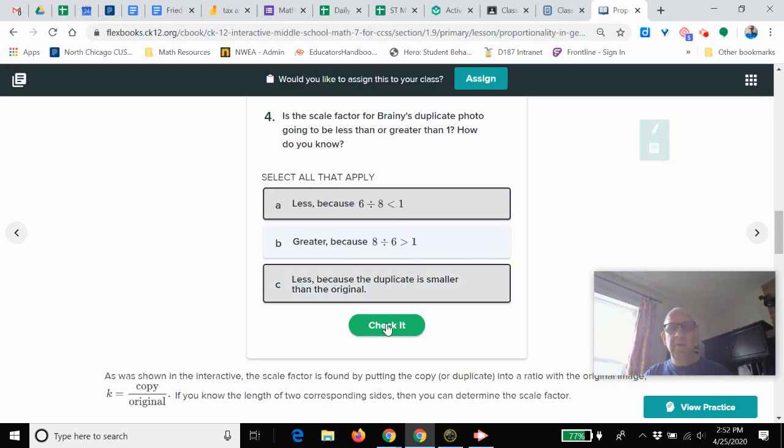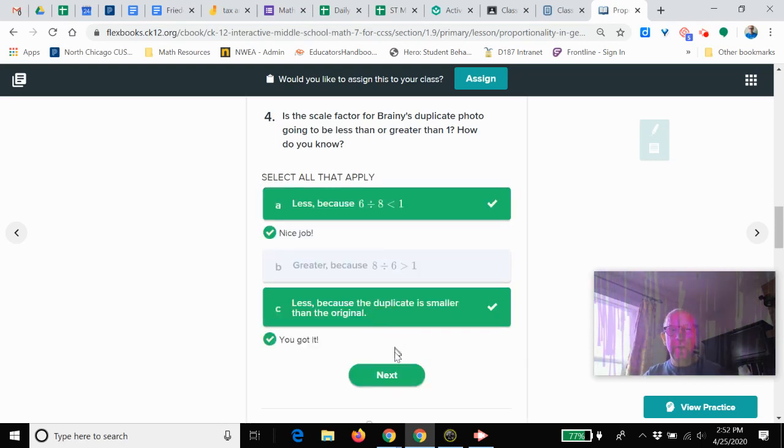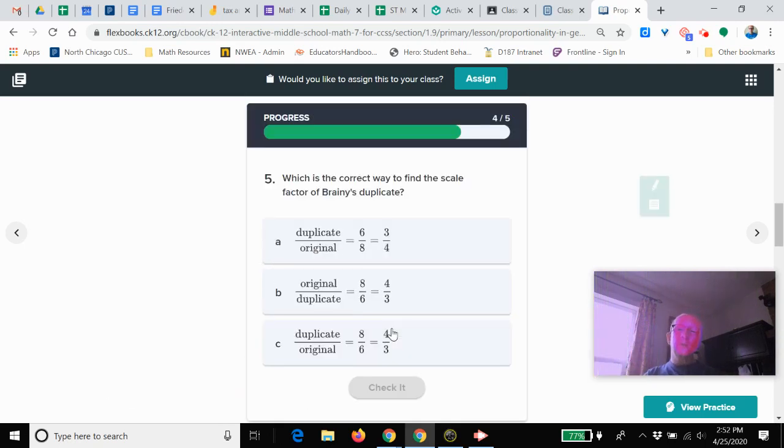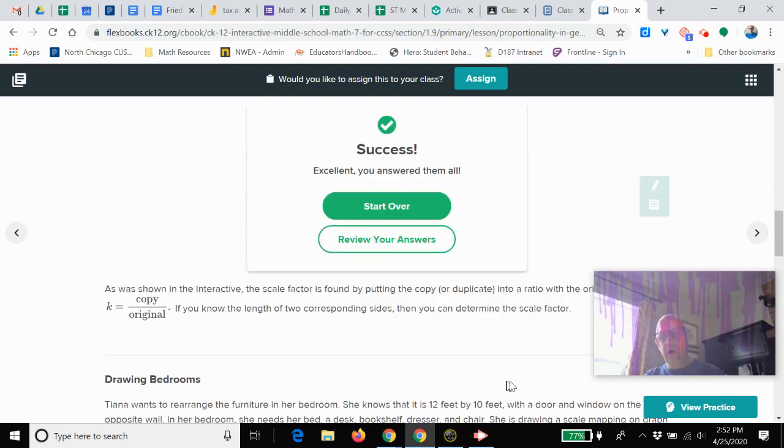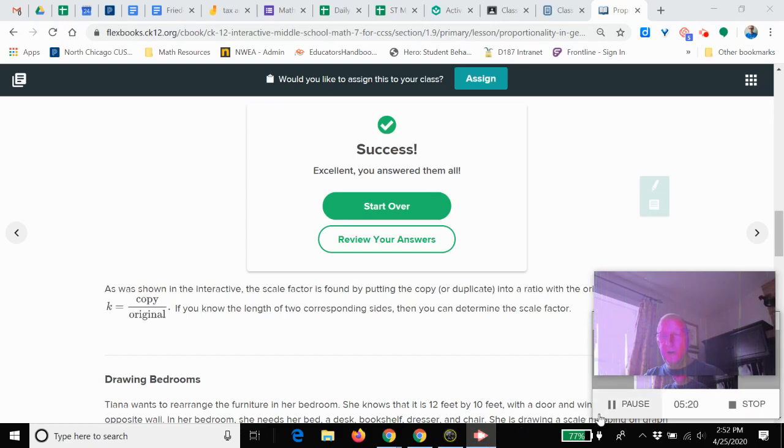So the duplicate is smaller than the original. Okay. So we took the duplicate and we said 6 divided by 8 equals 3/4, right? The equivalent ratio, like equivalent fractions, is the same. So it was the duplicate divided by the original, not the other way around. Okay. All right. So that's scale factor, and then we'll go on in just a minute and use it.